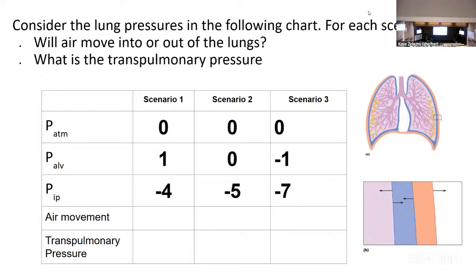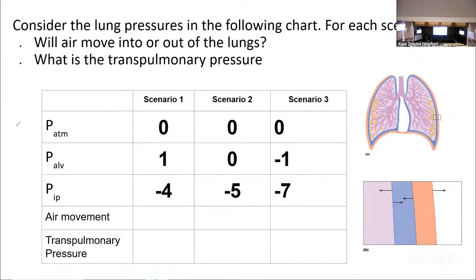So I'll give you a second to look through these 3 scenarios. What I've given you is all in relative pressures. So we have our atmospheric pressure here, top one. Then we have our alveolar pressure. And here we have our intrapleural pressure. So looking at these numbers, I want you to pick for each of these scenarios, what's happening with our air movement? What's happening with our flow?